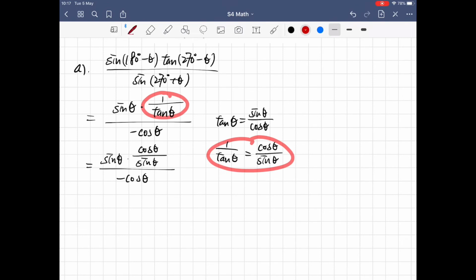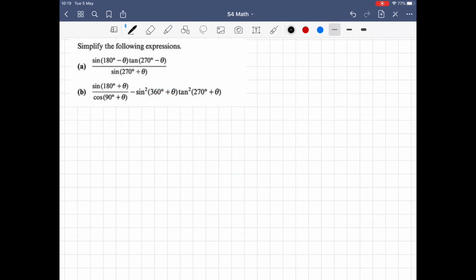Then we can do the simplification. In the numerator, we can cancel out the sine theta, so that it becomes cosine theta over negative cosine theta. One more cancellation, the cosine theta, then we get the final answer, negative 1. Then let's take a look at part B.